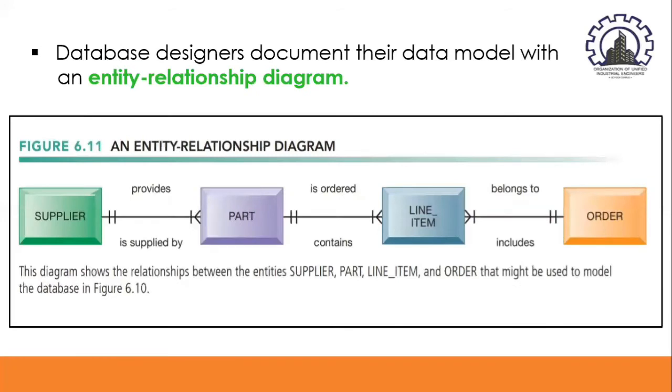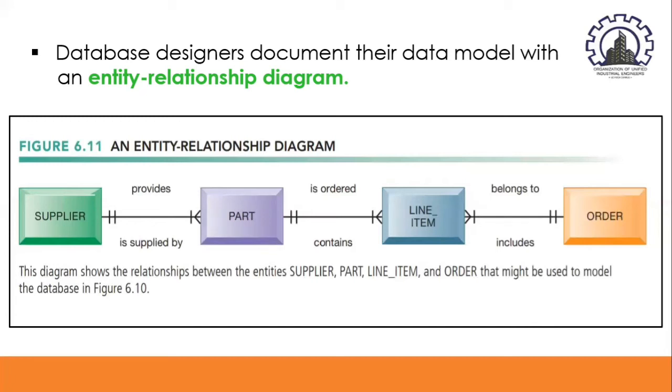Now, database designers document their data with an entity relationship diagram. Now, as you can see in figure 6.11, it illustrates an entity relationship diagram. Now, if you notice, this diagram illustrates the relationship between the entities supplier, part, line item, and order, okay? Now, the boxes represent entities, okay? Now, the lines connecting the boxes represent relationships. So, a line connecting two entities that ends in 2 short marks designates a one-to-one relationship. And a line connecting two entities that ends with a crow's foot topped by a short mark indicates a one-to-many relationship. Okay, take note. Now, this figure also shows that one order can contain many line items.